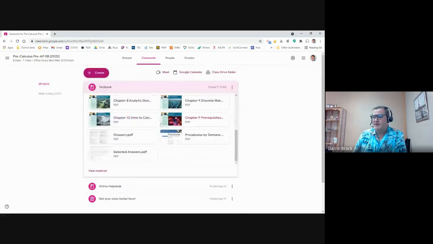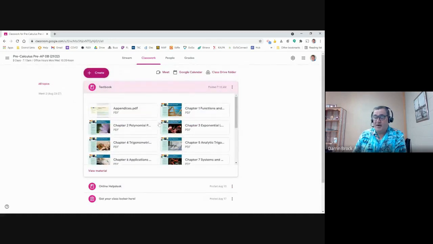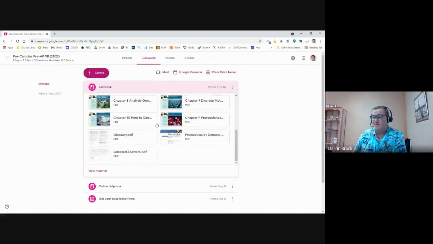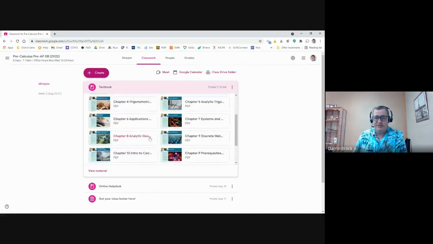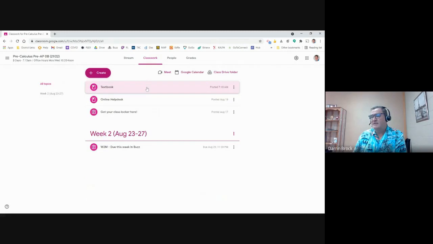It says the entire textbook, including practice problems. You can do additional practice problems, and it has the answers to the odd ones, just like the old math books we've had in all of our classes. When they hand you a book, it's got the odd answers in the back. So there is the entire textbook that we will be using here in class this year.